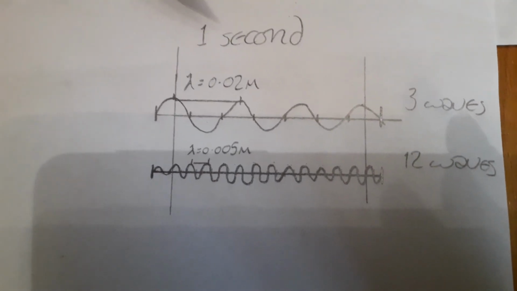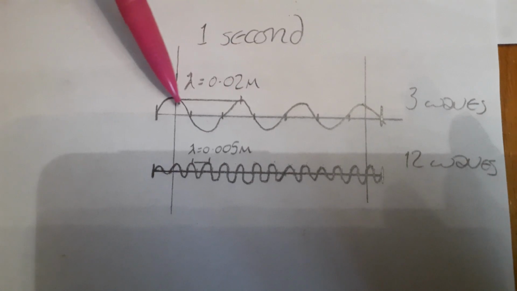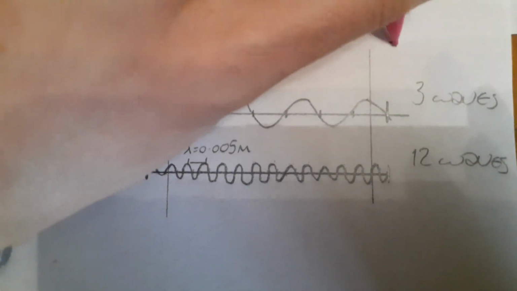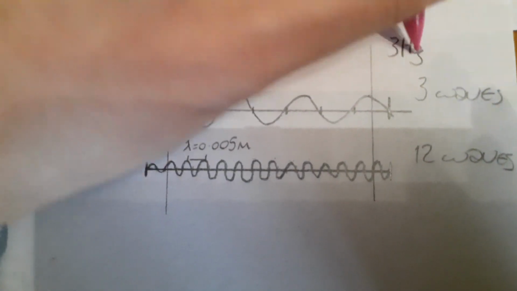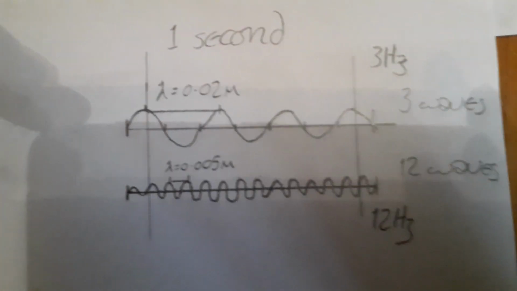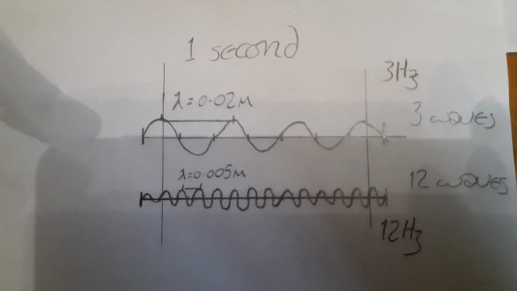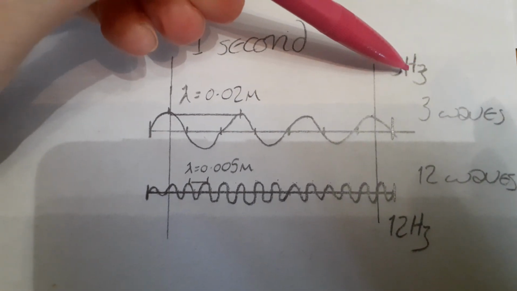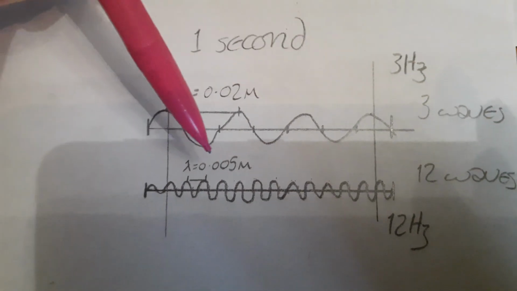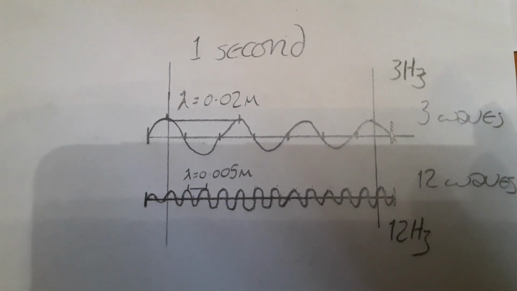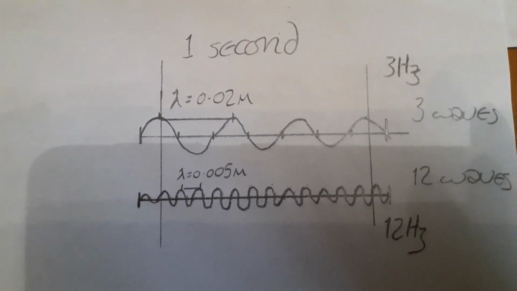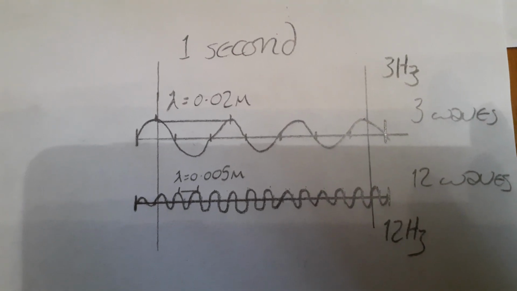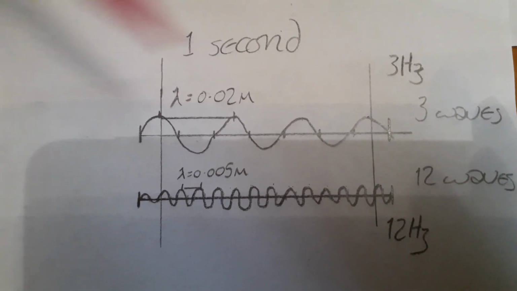So basically, if you've got a long wavelength, in this case we'd have 3 hertz, and in this case, it would be 12 hertz. So if you have got a longer wavelength, you've got a smaller frequency. Fewer waves go past each second. These waves are bigger. It takes more time for them to move.